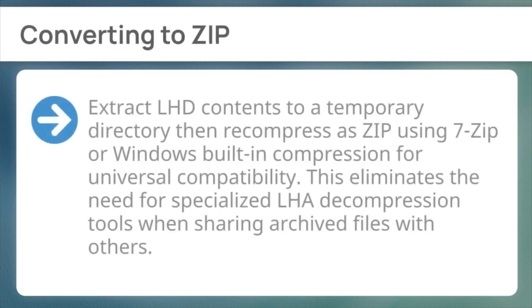Finally, converting to zip. Extract LHD contents to a temporary directory, then recompress as zip using 7-zip or Windows built-in compression for universal compatibility. This eliminates the need for specialized LHA decompression tools when sharing archived files with others.